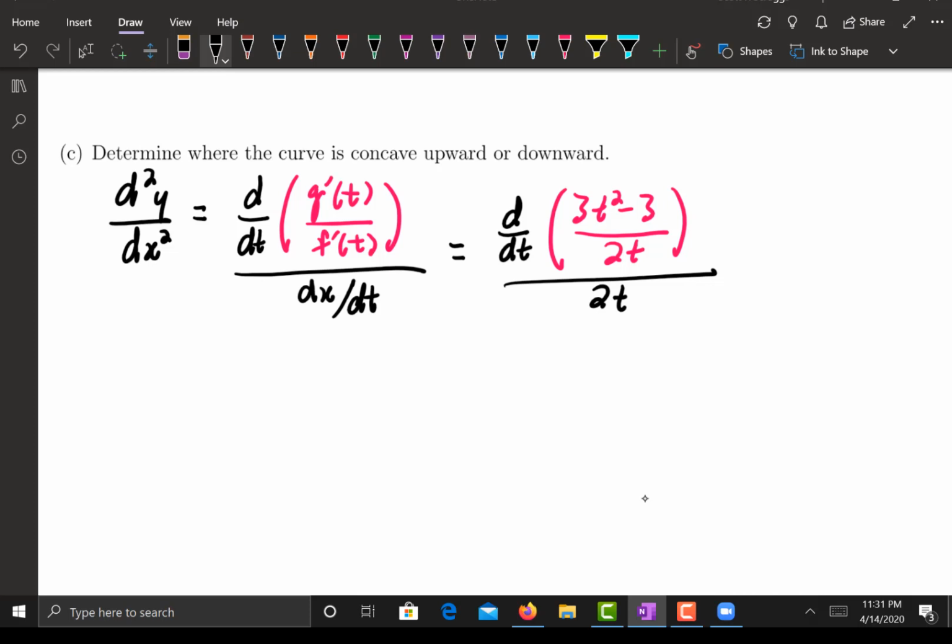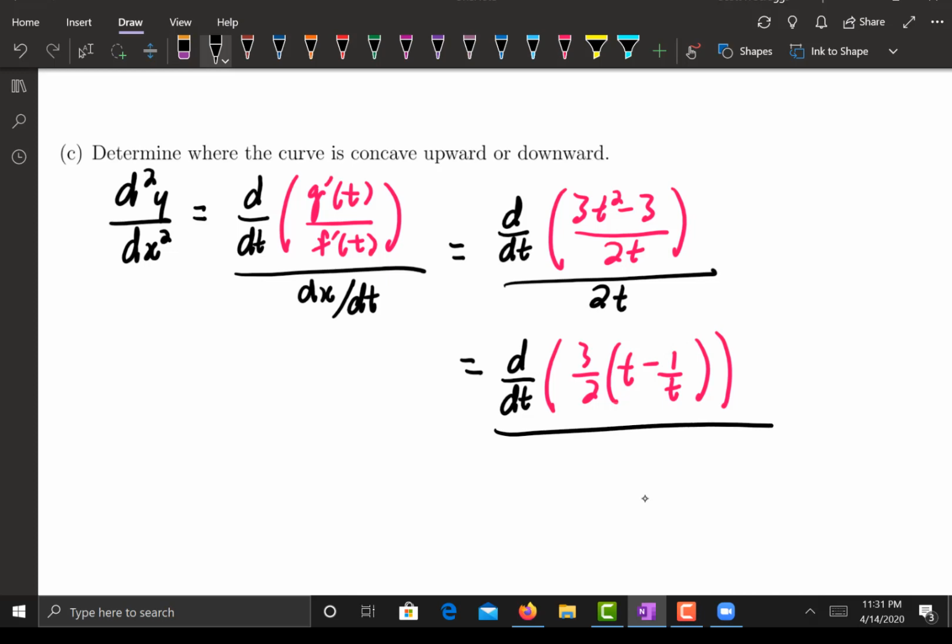So to avoid using the quotient rule, I'm going to rewrite the expression in pink as 3 halves times (t minus 1 over t). To give you context as to how I got that, since I have a common factor of 3 in my numerator, I factored out a 3. I put 3 halves up front to give me (t squared minus 1) over t, which gives me the expression t minus 1 over t, over 2t.